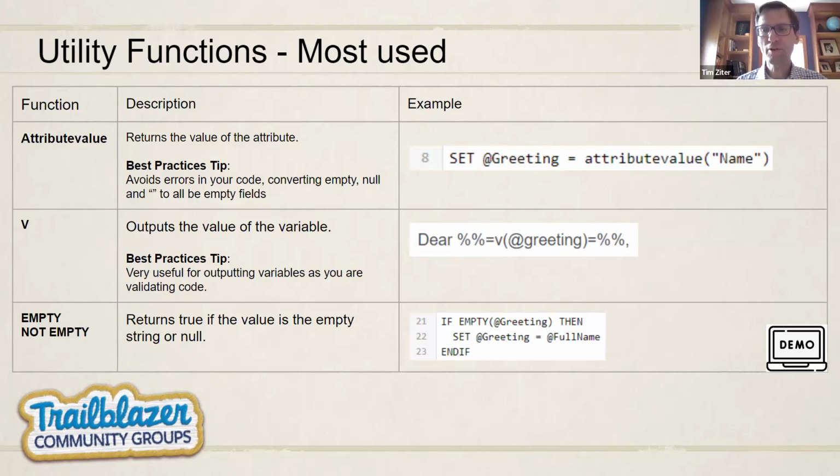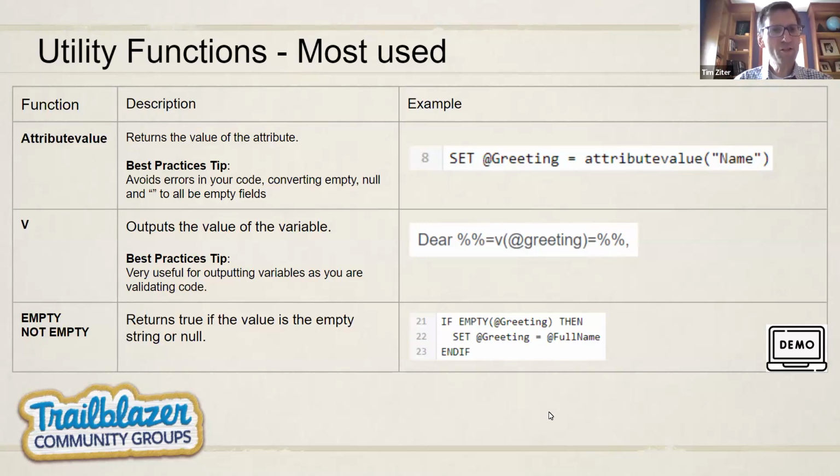The v function is a very straightforward function, but very highly used. It just outputs those variables inline. It can also be very helpful when you're QCing your code to make sure that you're outputting the variables as they're tracking through your logic. And then the last function we're going to be using is the Empty function, which you can also use as not empty. This is the first step in the evaluation of those variables, so you can use it in if statements to do conditional formatting of your code to render different variables depending on the different scenarios within your use cases.